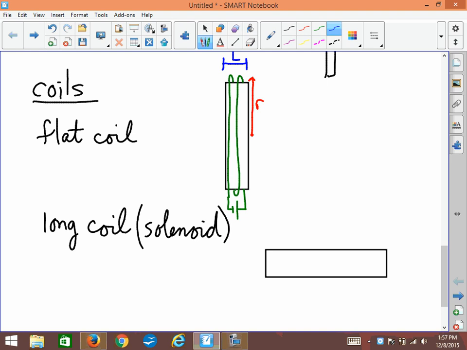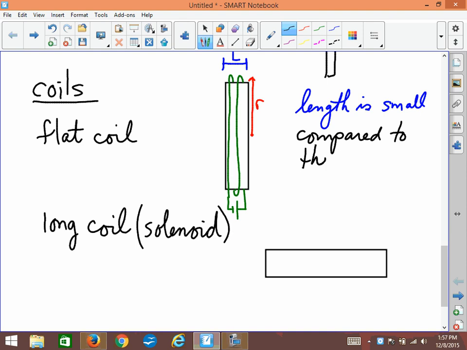And what you'll notice in a flat coil is that the length is small compared to the radius. Excuse me. The length is small compared to the radius. Okay? So generally, in a flat coil, the radius is the number that matters most. It's much bigger than the length, and the length is sort of insignificantly small.